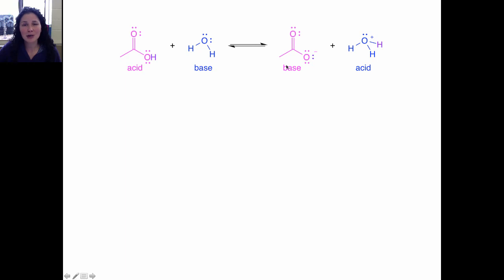Remember the Bronsted-Lowry definition for an acid. An acid is something that loses a hydrogen ion during the reaction. In going from this carboxylic acid to this carboxylate, this molecule is acting as an acid. This is very typical behavior for carboxylic acid functional groups.